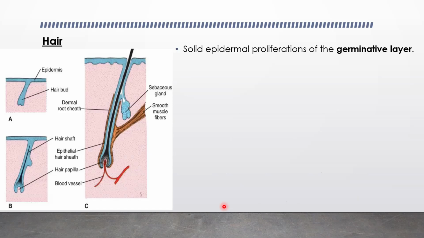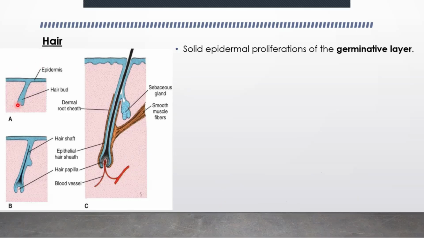So we'll go ahead and discuss the various appendages of the skin. The first one we'll talk about is the hair. The hair develops as epidermal proliferation or epidermal penetration. Through epidermal proliferation, you'll have penetration of this hair bud into the dermis. So the epidermis develops a bud going downwards. The bud undergoes proliferation and then it penetrates the dermis.